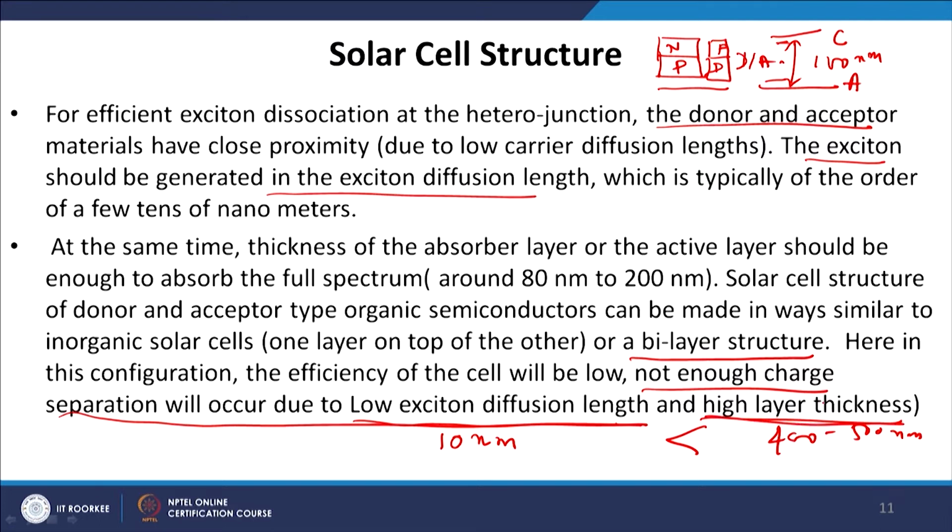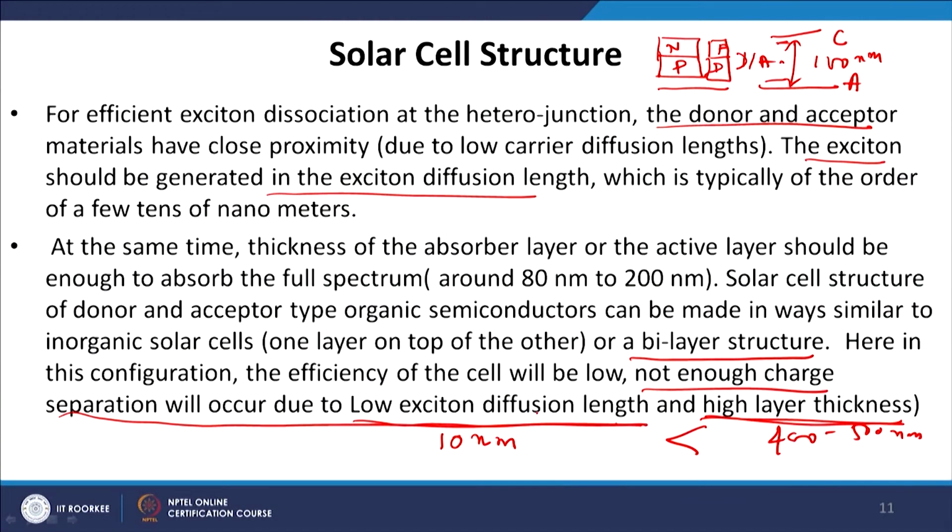If I make the layer thickness very small, so that it is on the scale of the exciton diffusion length, then our light absorption also decreases significantly. So we cannot compromise on the layer thickness. We need a minimum layer thickness to get a good amount of light absorption. But if we increase the layer thickness, the possibility of exciton recombination is much higher, because the exciton diffusion length is low. So these are the two competing parameters, and one needs to optimize them simultaneously to get a good efficiency.